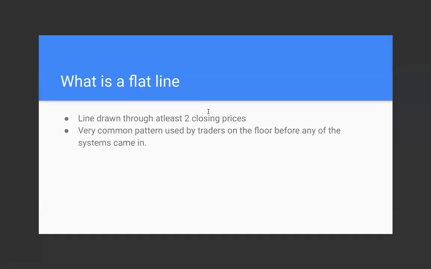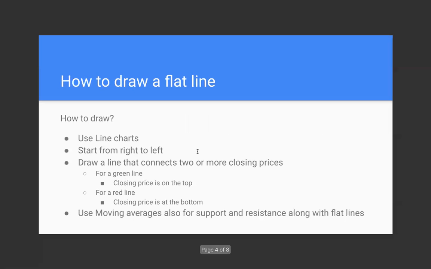They used to have charts in the olden days, before even the electronic systems came, and they used to draw the flat line, and they used to consider those as the support and the resistances. So the only thing they used were the flat lines and the lows and the highs. That's all they used, and they were able to make a lot of money, even during the 1929 depression and even during other times. Of course, there were other techniques that were used by Gann, which came out later. But before that, all these things, this was always there. Okay, so let's move to how to draw a flat line.